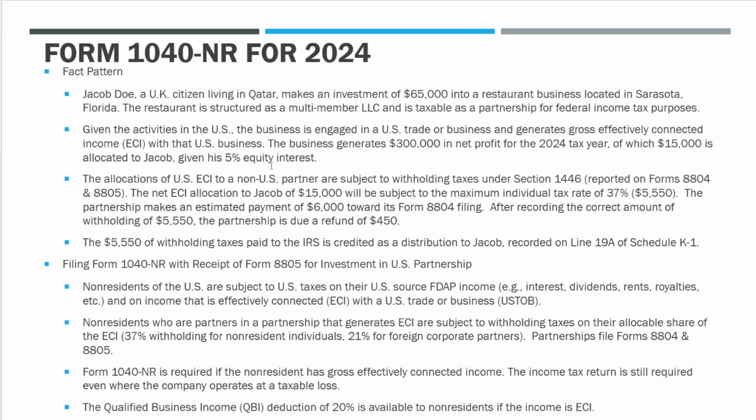Now, given the activities in the U.S., the business is considered engaged in a U.S. trade or business, and it generates gross effectively connected income with that trade or business. And we'll talk about more later why that's important. Now, the business for 2024 generated $300,000 in net profits, and of that, $15,000 is allocated to Jacob. So his $65,000 investment got him a 5% equity interest in the company.